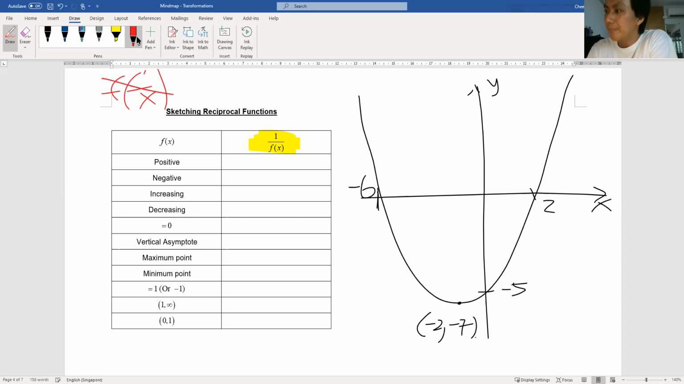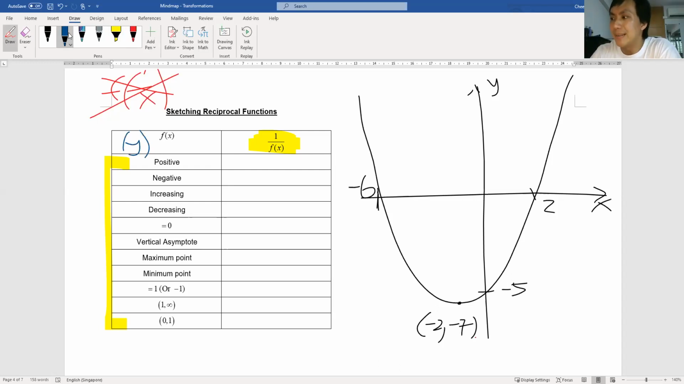For the sketching of reciprocal functions, the game plan is not to adopt what we went through just now, but rather to ask ourselves the following questions on what will happen to the new function 1 over f(x). As long as you keep in mind the following questions, you won't go wrong. So let's just go down the list. Remember, these things are all on the y values.